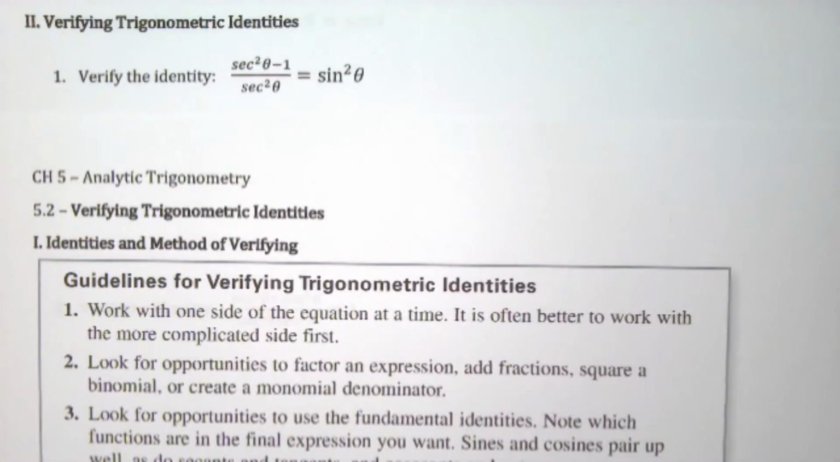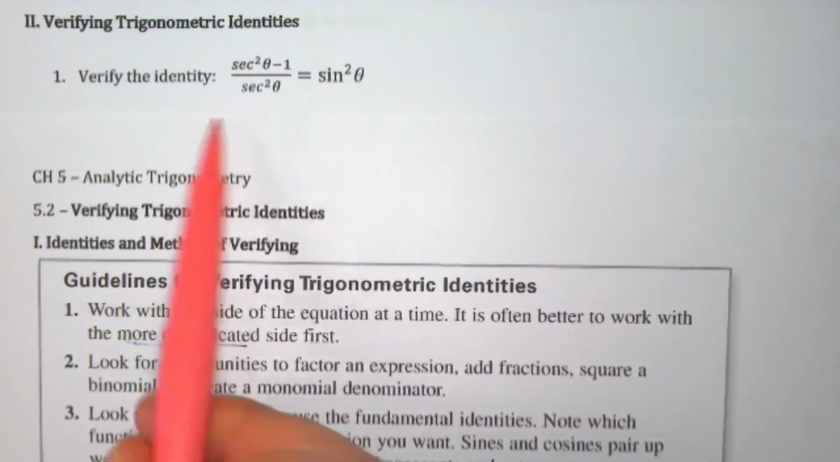Now this is where we're going to pull in those guidelines from the first page. There are a few steps we can take to make our lives a little easier. The first thing is always do one side of the equation only. We're only going to ever work on one side of the equation. And specifically, we're always going to pick the more complicated side of the equation. It's always easier to simplify down than it is to produce a bunch more stuff.